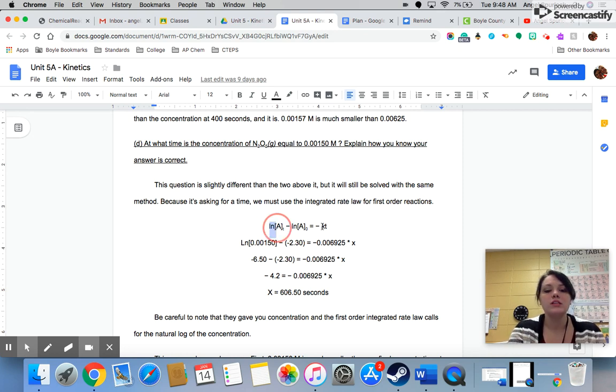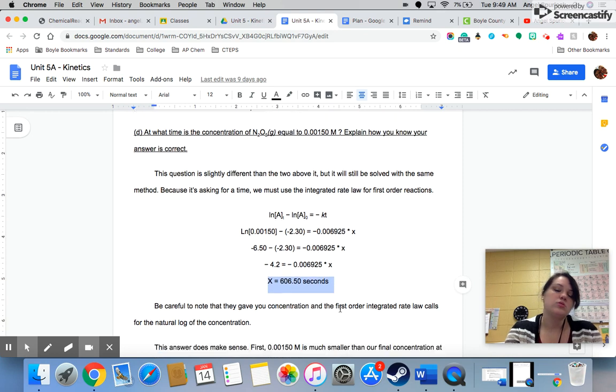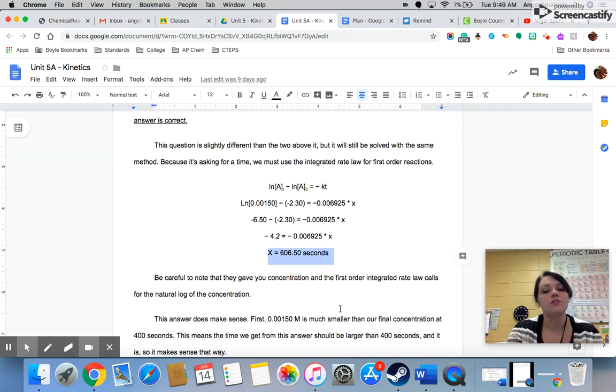So again, we see this here. The only difference is now I've put in my natural log of this new concentration they've given me, and my time is my X value that I'm solving for. So I'll find my natural log of concentration that they've given me. I'll solve for X algebraically, and I get that X is equal to 606.5 seconds.